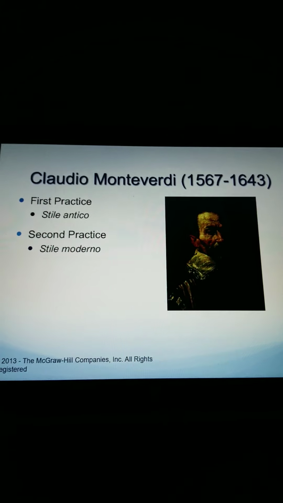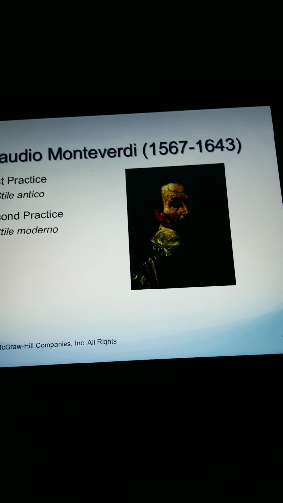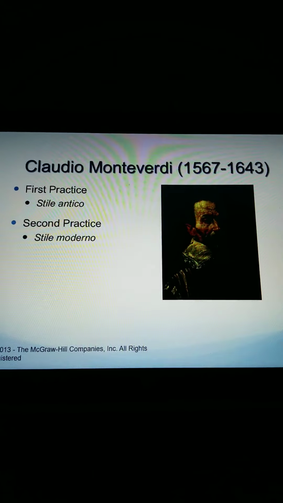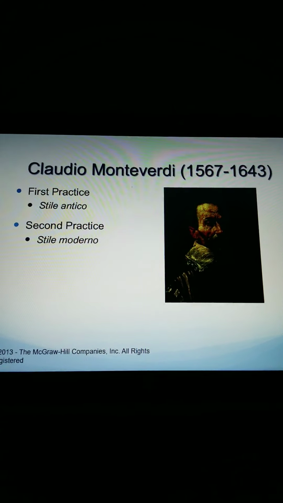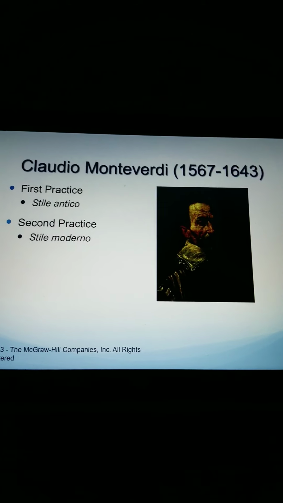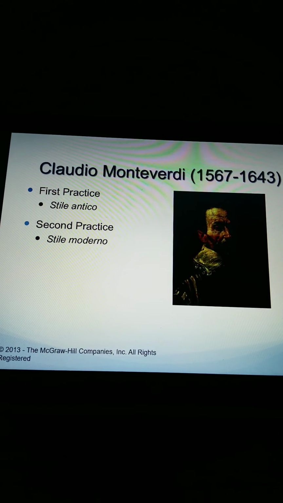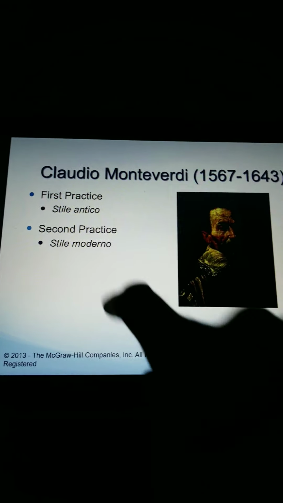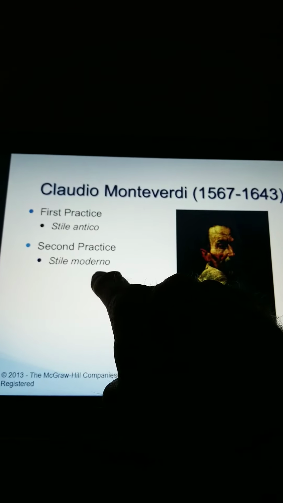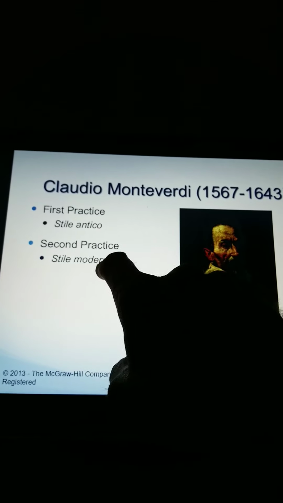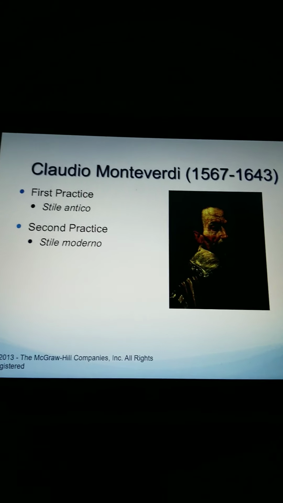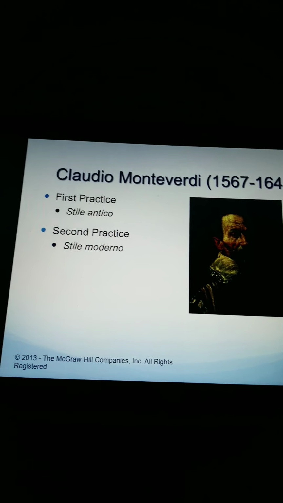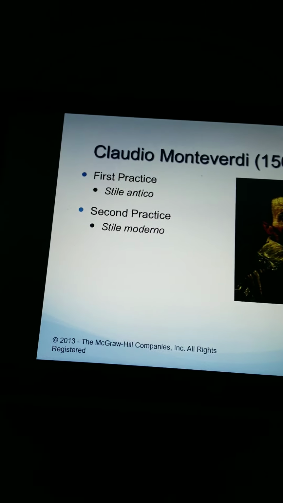And basically, this was more of the polyphonic style that held over from the Renaissance. But there was another style that he used to compose. It was called second practice, or stile moderno. You might see the word modern hiding inside the word moderno. It meant modern style. And this was used for more dramatic solo type music of the time period.